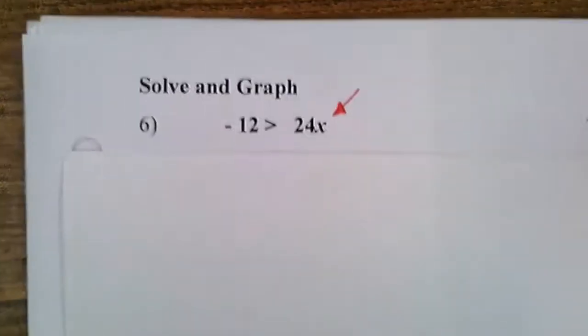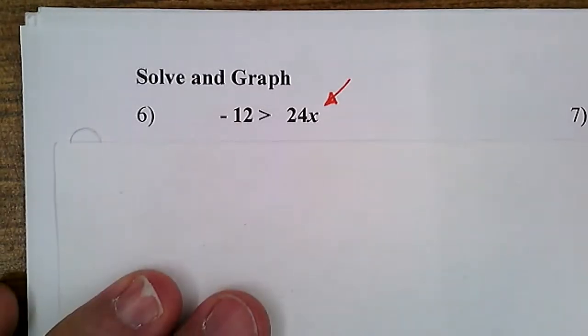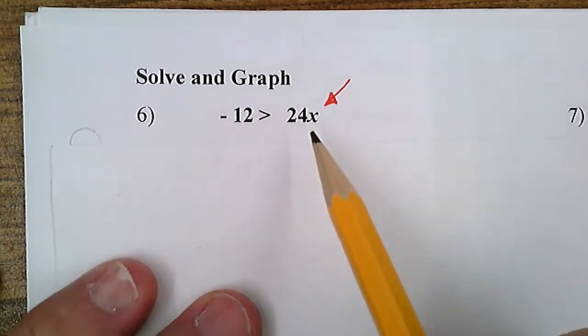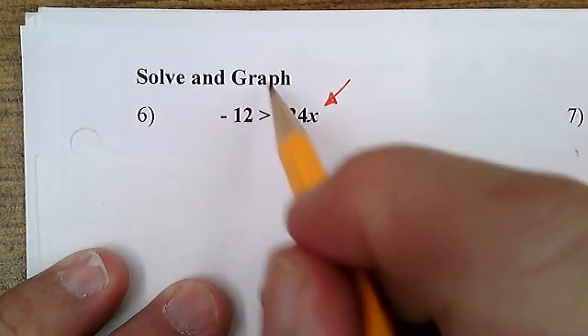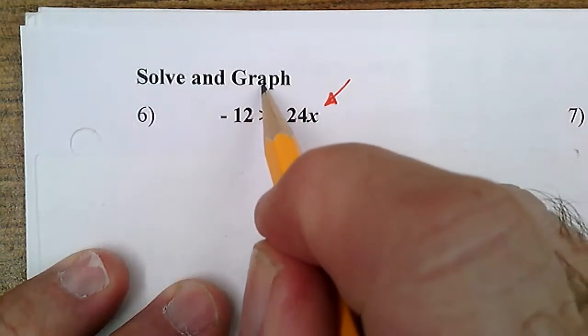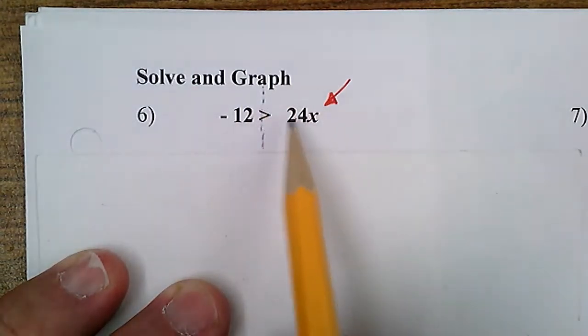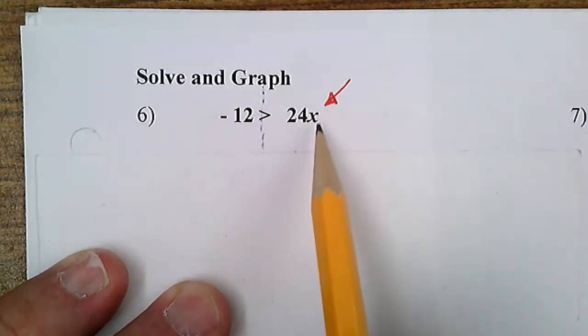And I'll do number 6 at the top here. On this one, we're still solving and graphing. I put an arrow here just showing you this is our variable. It's on the right side of the inequality. If I put a fence here, this is the right side, and this is the left side. So we've talked about that, it's important.